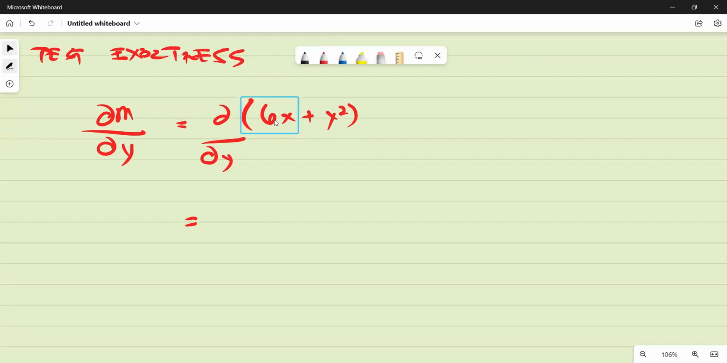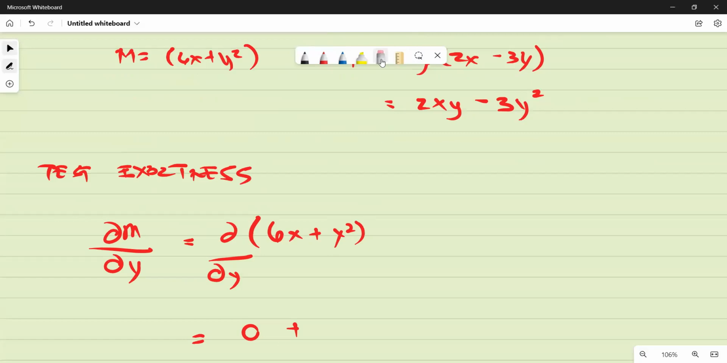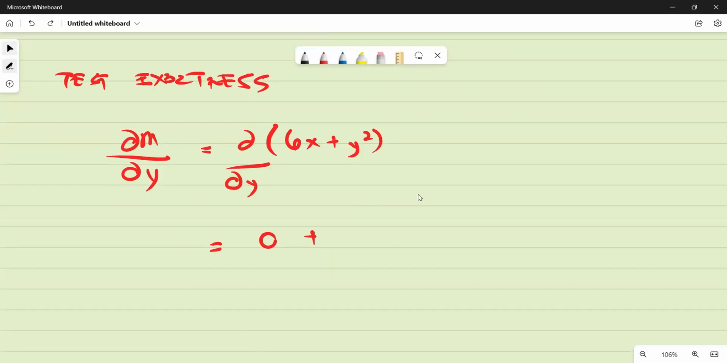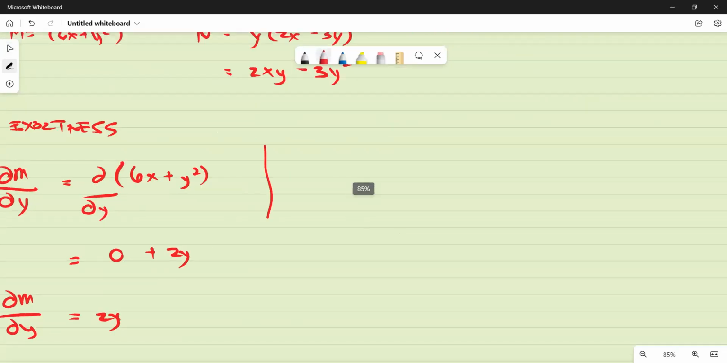So since this is 6x, may x that is constant, so definitely that is 0. Plus, let's get the derivative of y squared, no? So therefore, this is 2y. So therefore, our partial of M with respect to partial of y is equal to 2y. Okay? How about the other one?